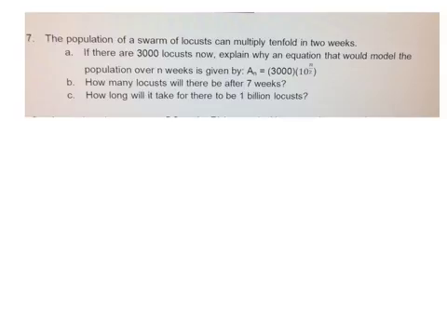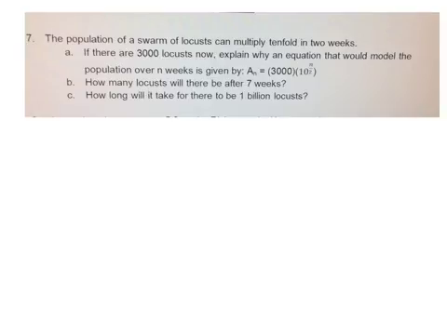All right, so here's our last question that was a little bit of a problem on the test here. We're dealing with an exponential function, and they give it to us in part A. So if there are 3,000 locusts, explain why an equation that would model the population over n weeks is given by an equals 3,010 to the n over 2.